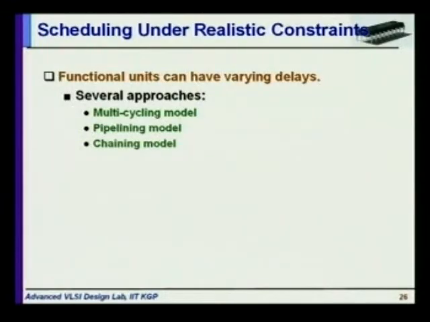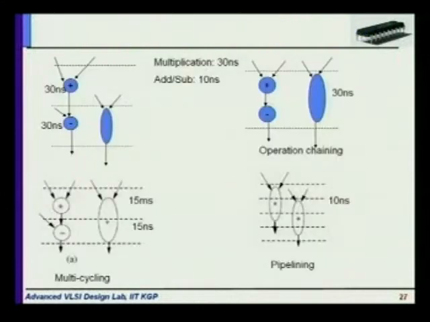So now consider some realistic constants. As far as now, we consider all the functionality the same; all operations take the same amount of time to execute. But in a practical situation, this is not the scenario. A multiplier is always more computation intensive than an adder, and it takes much higher time than an adder. For example, suppose one multiplier takes 30 nanoseconds to execute, and addition and subtraction take 10 nanoseconds.